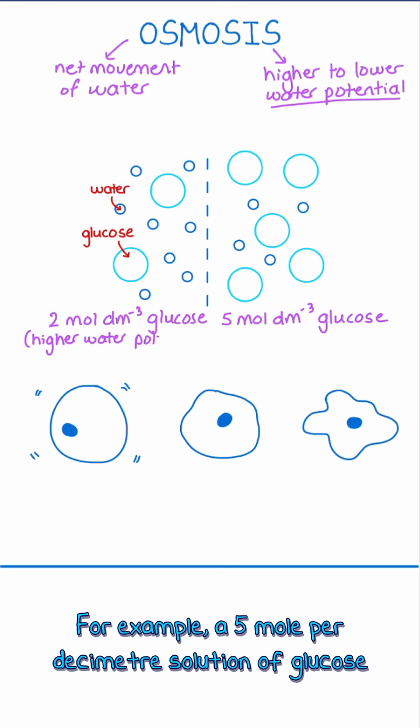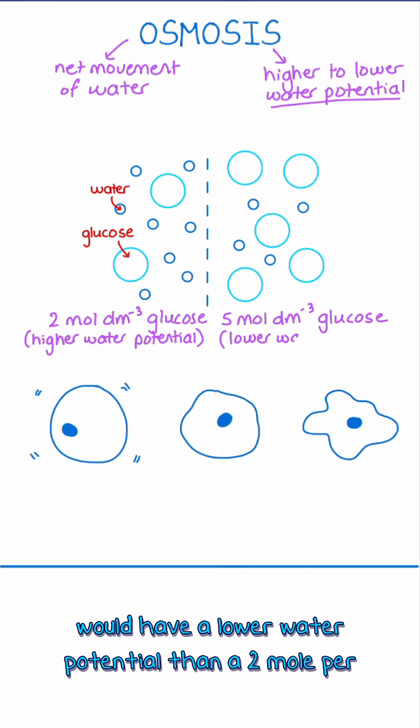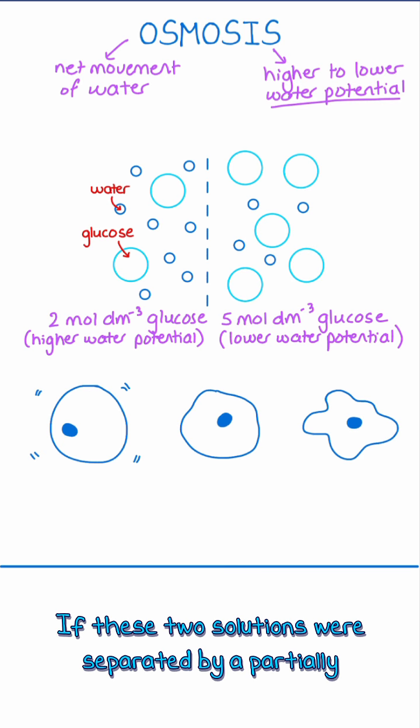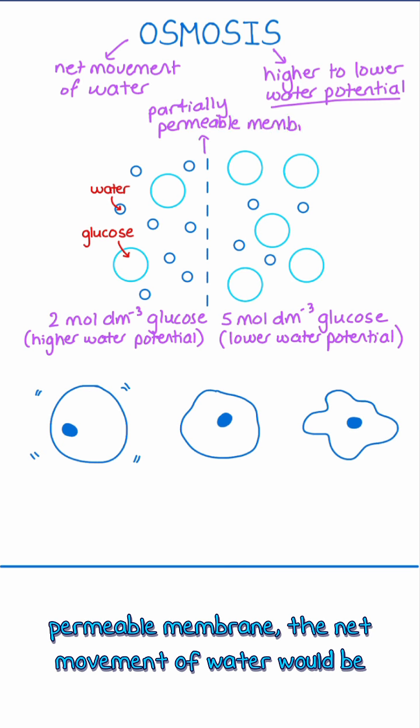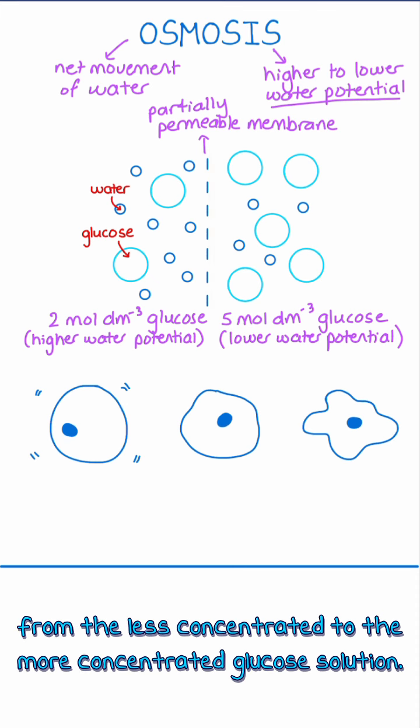For example, a 5 mol per decimetre cubed solution of glucose would have a lower water potential than a 2 mol per decimetre cubed solution. If these two solutions were separated by a partially permeable membrane, the net movement of water would be from the less concentrated to the more concentrated glucose solution.